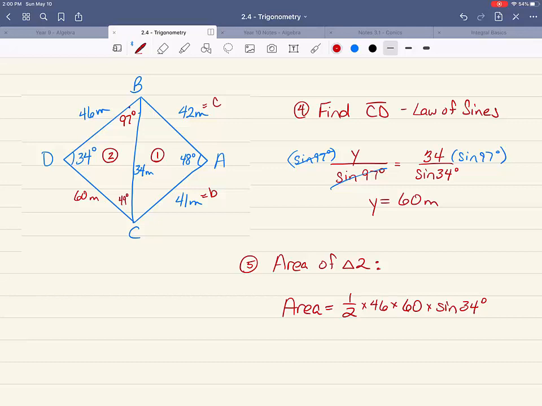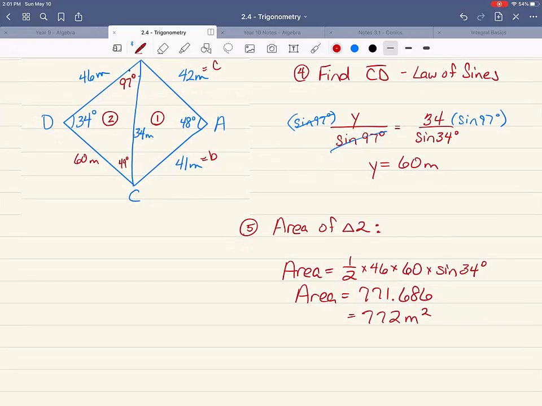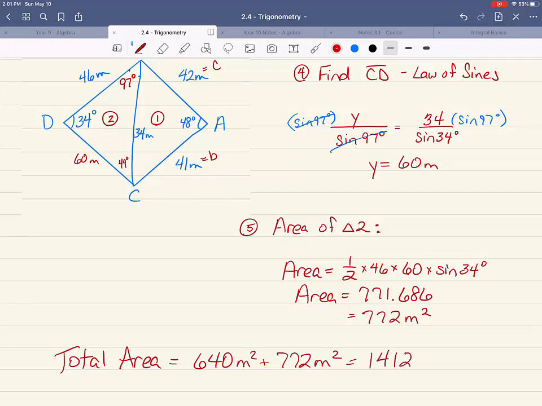And when you type all of that into the calculator, you're going to get that the area is approximately 771.686, which rounds to 772 square meters. So now I know the area of both triangles and I can find the area of the whole shape. The total area is going to be the 640 that I got before, plus the 772 that I just got, and that adds together to make 1,412 square meters.